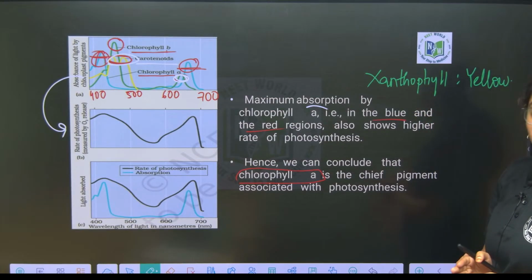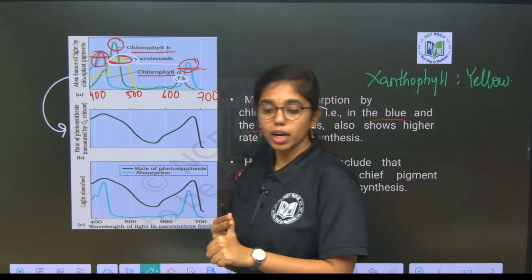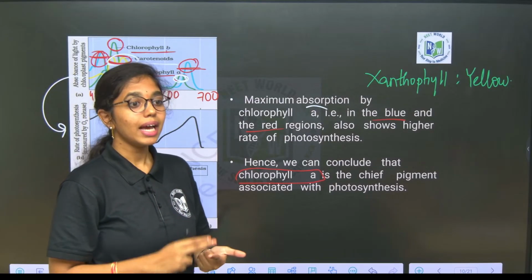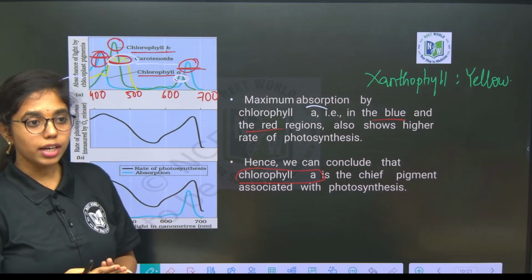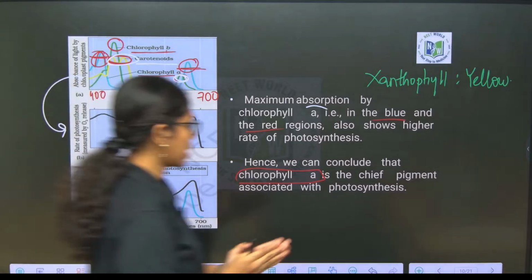From the chromatogram, we got to know the colors of the pigments. Chlorophyll A is what color? Blue-green. Chlorophyll B? Yellow-green. Carotenoids? Yellow-orange. Xanthophylls? Yellow. Clear, right? Next.